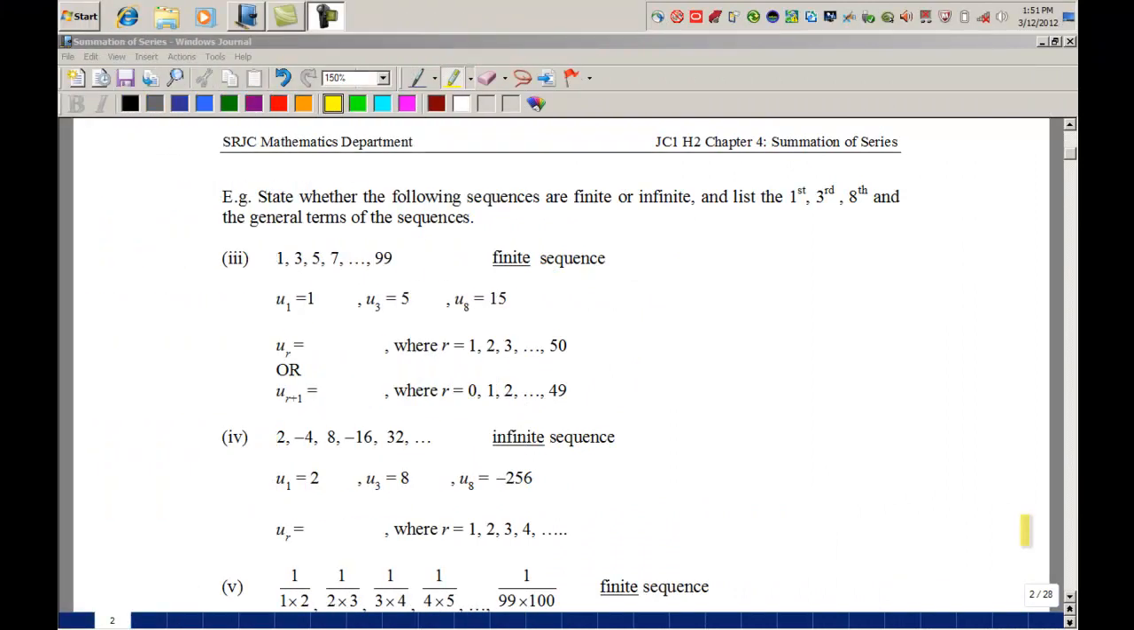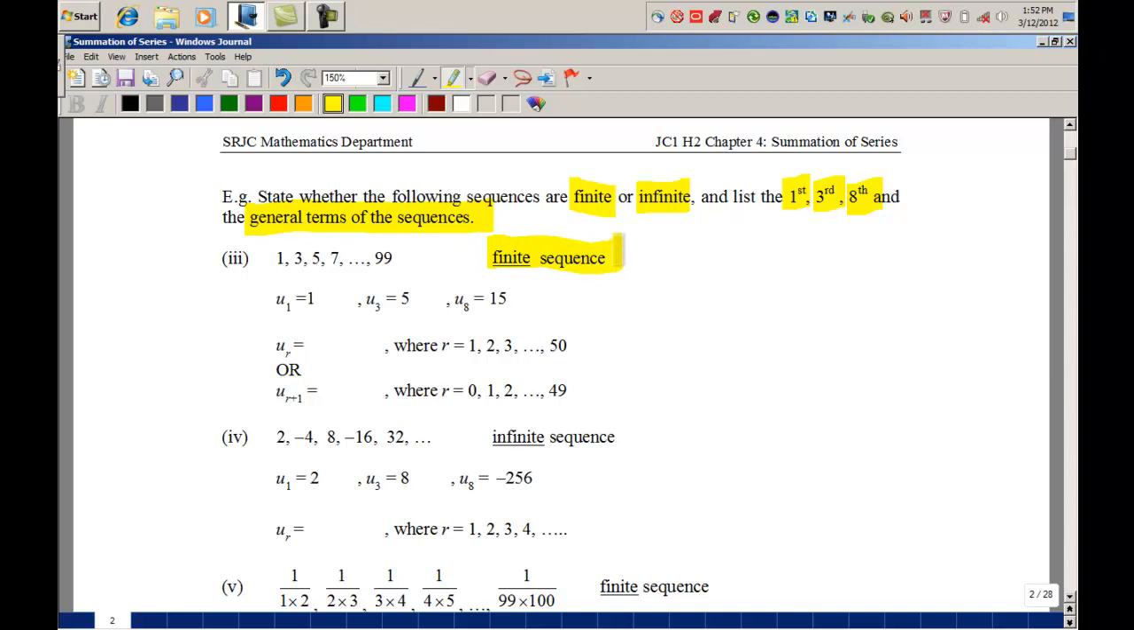Let's take a look at more examples. From part 3 to part 5, we want to state whether the following sequences are finite or infinite. And we want to list down the first term, third term, eighth term, and the general terms of the sequences. Now in part 3, it is obvious that this is a finite sequence. It is finite because there is a last term, 99. And you can easily list down the first term, 1, third term, 5, and the eighth term, 15.